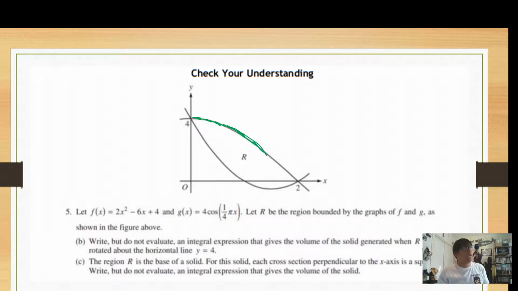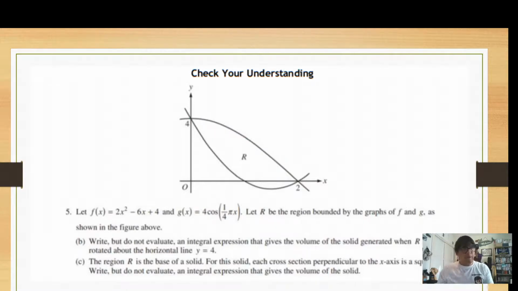A good way to tell is that you know the cosine function starts at x equals 4, because you have 4 cosine. And you also know that the cosine function is not inflected downwards, but it has negative concavity.